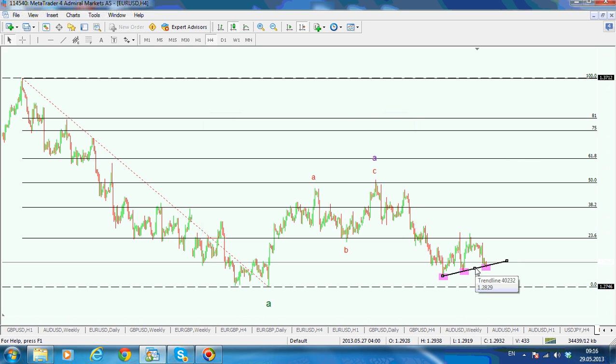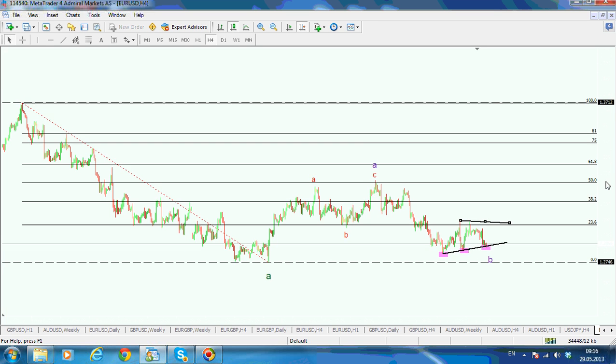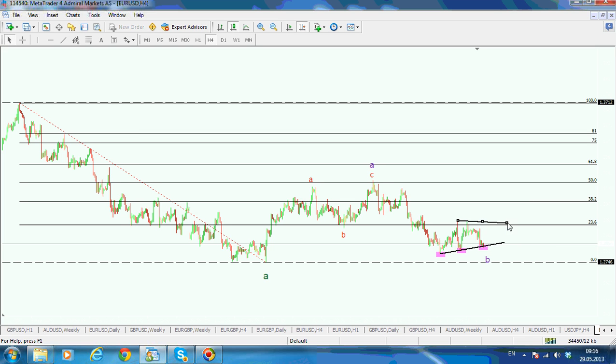A contracting triangle appears only in two cases: either in a fourth wave, and when they appear on a fourth wave, then they are a continuation pattern, or when they appear as part of a complex correction. It seems that this might be part of a correction with the B wave here, and then the C wave to the downside being only here.